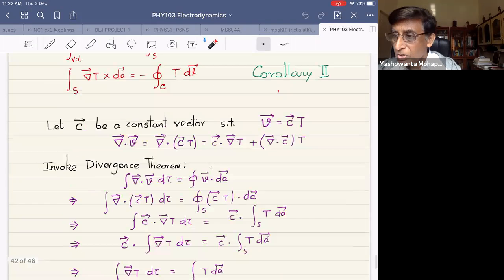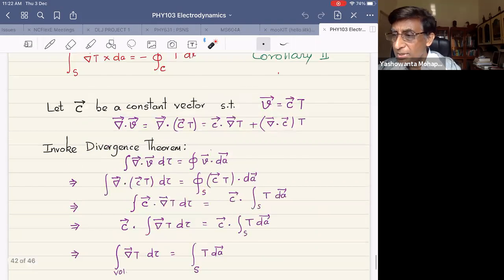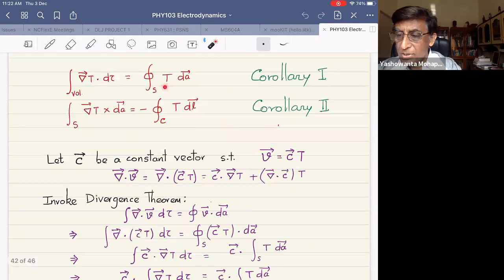Let's take corollary 1. Over the volume, it goes to the surface. One technique introduced here, to be able to use the divergence theorem or Stokes theorem to obtain relations between scalars, is that you make it a vector. So you let C be a constant vector. What is a constant vector? For example, all the unit vectors are constant vectors. It could be i, j, k. So let C be any constant vector.